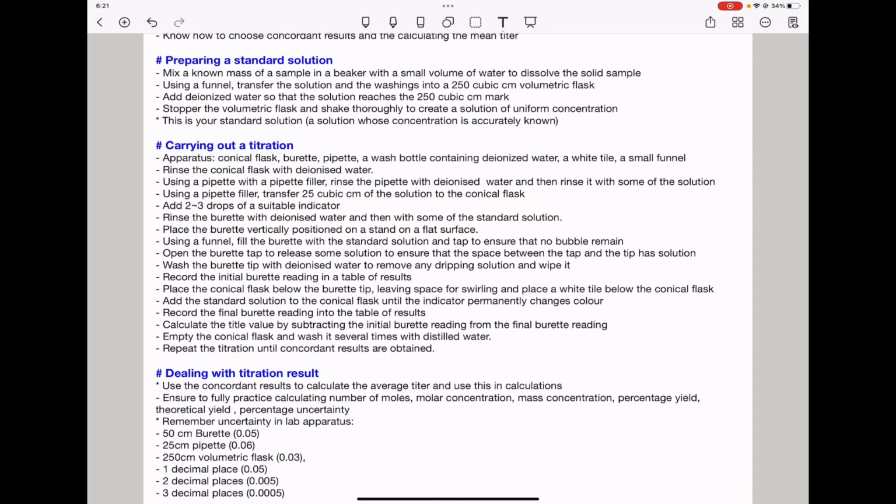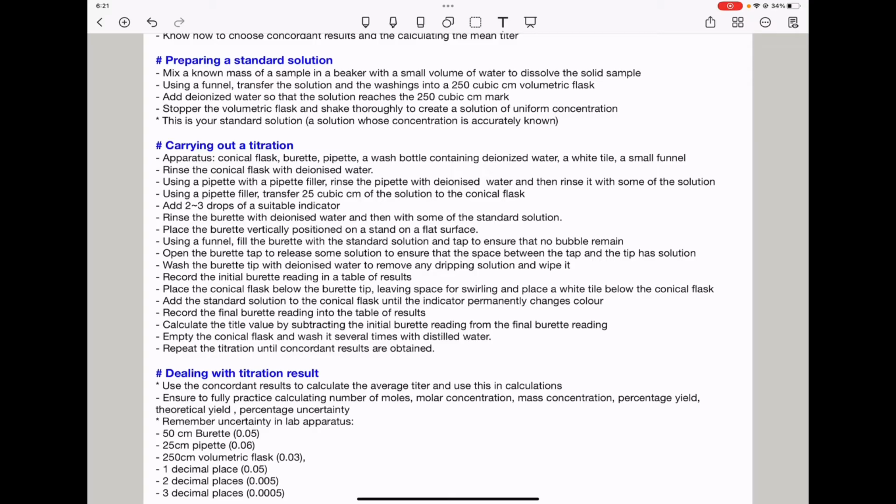Now, how can we carry out a titration? Remember the apparatus we need are a conical flask, a burette, a pipette, a wash bottle containing deionized water, a white tile, as well as a small funnel. You need to rinse the conical flask with the deionized water, and then using a pipette with a pipette filler, rinse the pipette with the deionized water, and then rinse it with some of the solution that you're going to add into the conical flask.